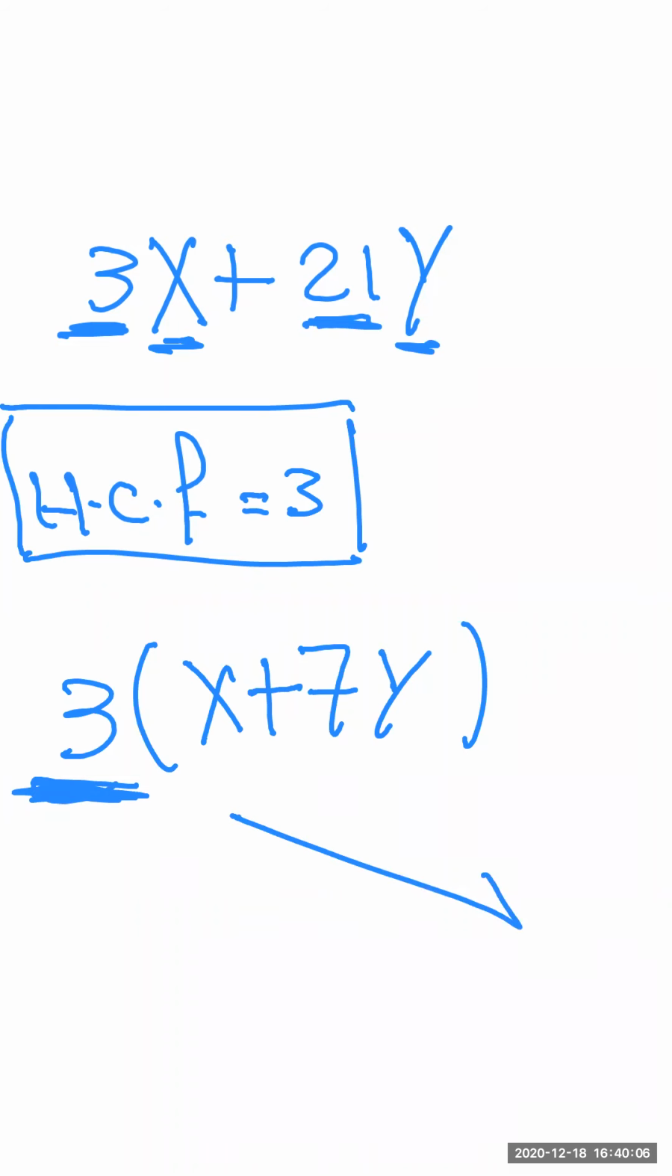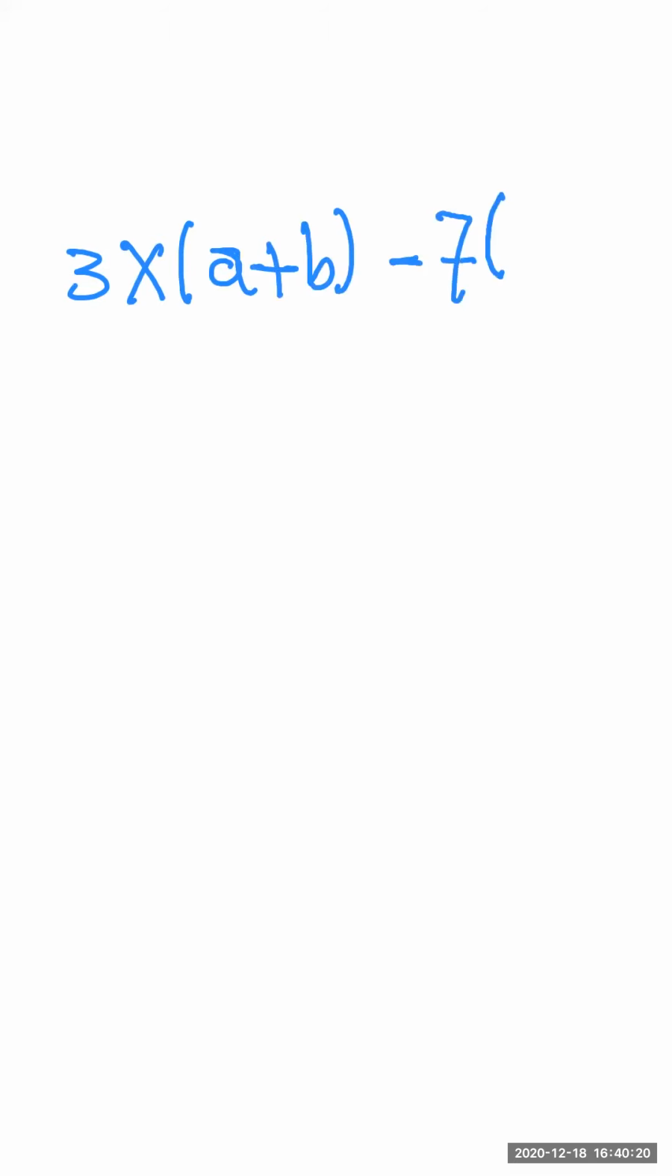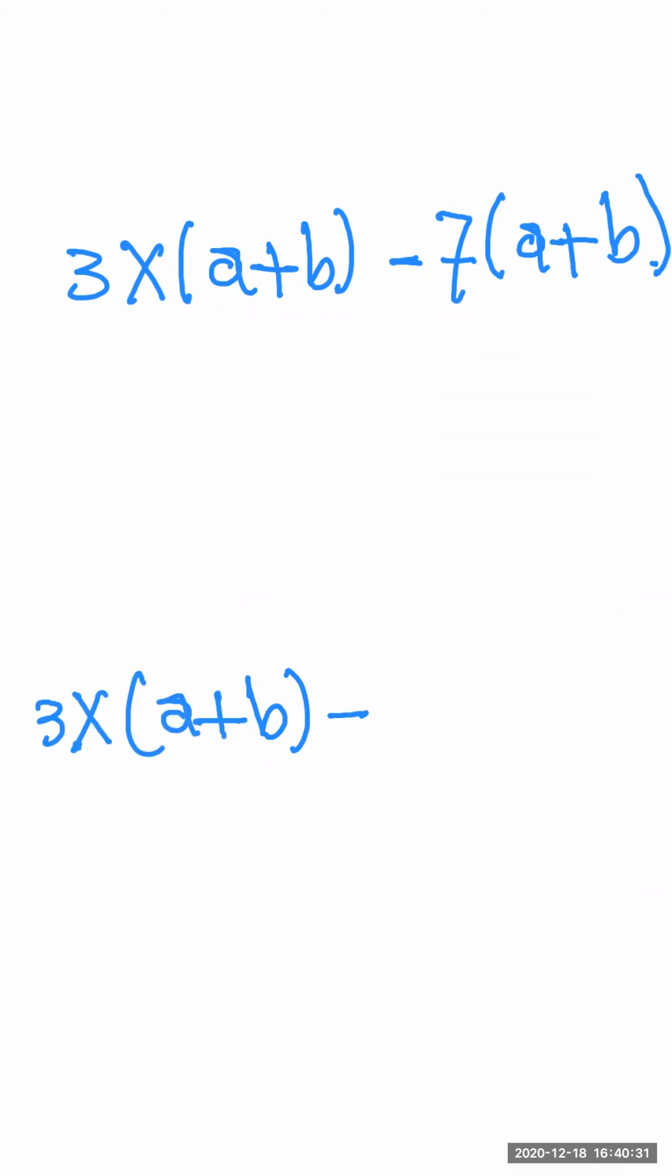One more example. If it's 3x times a plus b minus 7 times a plus b. And another example, exactly the same: 3x times a plus b minus 9 times a plus b times a plus b. How to solve these two examples?